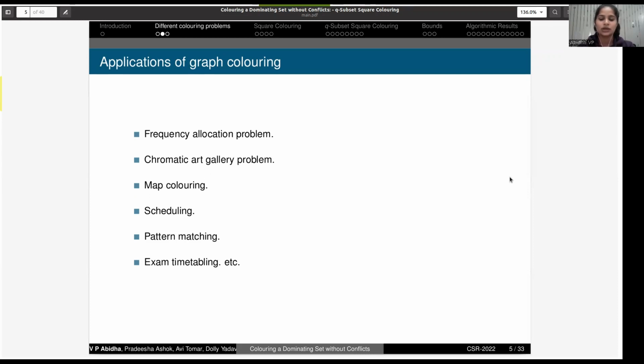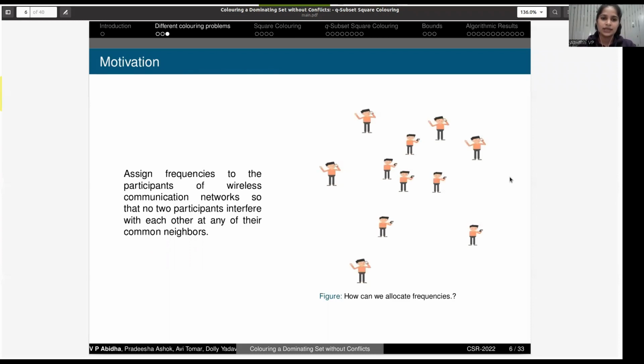Let's start with a real-world problem, that is frequency allocation. In this, we have some base stations or transmitters, and we have some receivers also. Each transmitter emits a particular frequency, and the receiver connects to a transmitter by a radio signal if the receiver is in the range of that transmitter. Now it is possible that a receiver can come in the range of two or more different transmitters, and if all the transmitters emit the same frequency, then due to frequency interference, the receiver will face difficulty in communication.